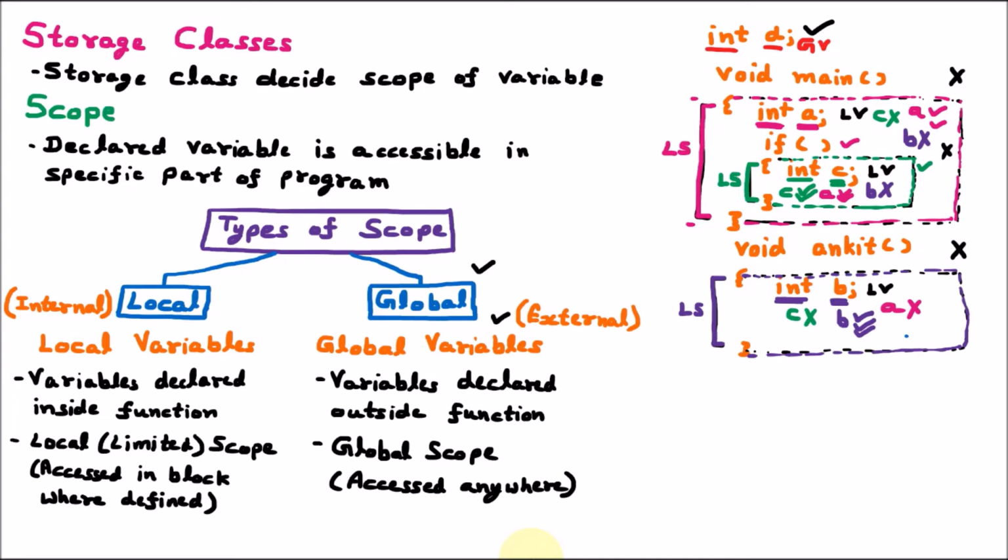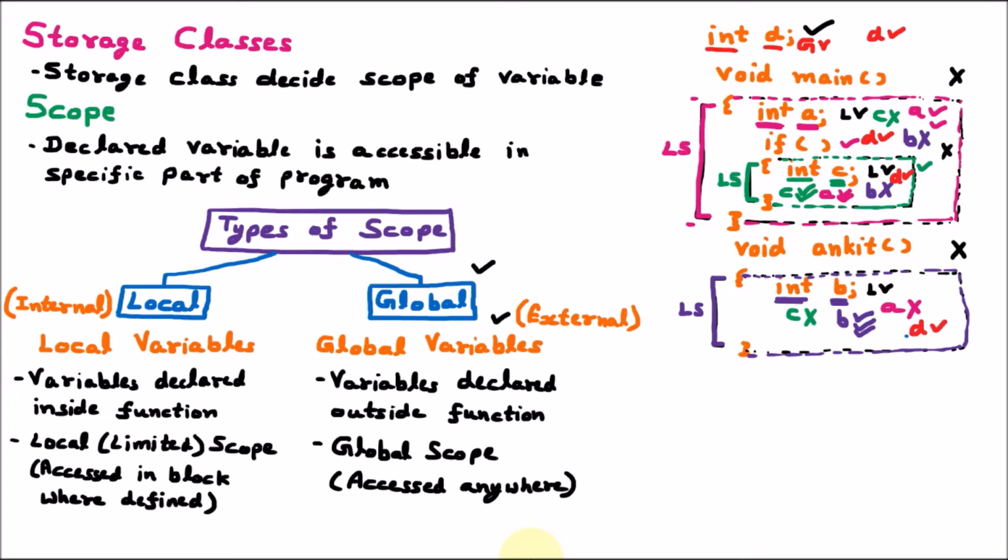So that means, can I access the d on the top? Yes, we can access it. Can I access the d inside the main? Yes, we can. Can I access the d inside the block, which is if? Yes, we can use the d here. Can I access the d inside the Ankit function? Yes, we can use it.